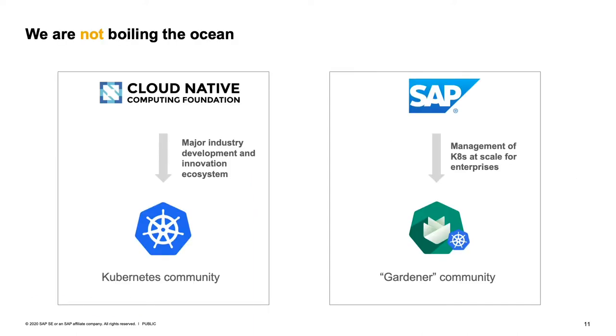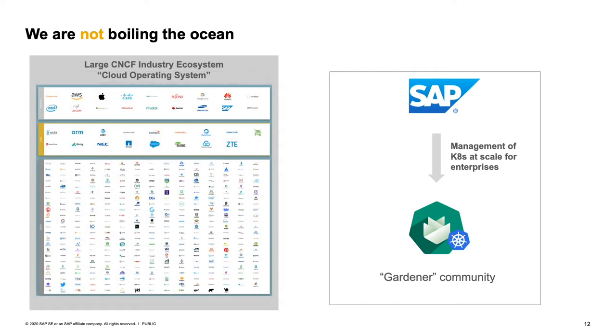This said, we're clearly not boiling the ocean. So SAP is part of the Cloud Native Computing Foundation, which is a major industry development and innovation ecosystem and has built the Kubernetes community. Kubernetes today is probably the most active open source project on GitHub. So all the major software suppliers, hardware suppliers, but also end user customers are part of that ecosystem. And that is what we call the cloud operating system.